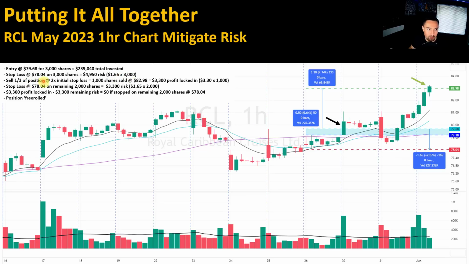Then that's our 1/3 of the position at 2 times the initial stop. So that's 1,000 shares at 82.98, which is $3,300 profit locked in. Why? Because we're selling 1,000 shares up here at a $3.30 gain.